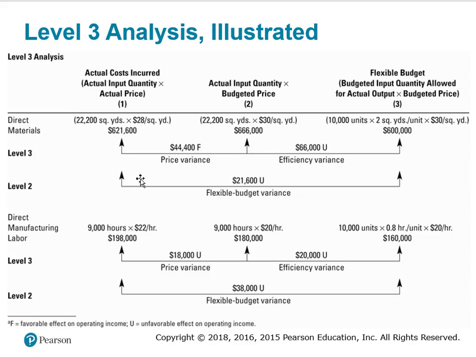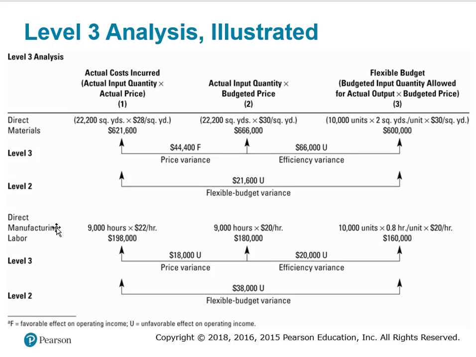This level 3 analysis tells us how much of that was based on the price we paid, that's the 44.4, more or less, and how much was based on usage or efficiency. And you can see that the situation is even worse than it appears. We spent $66,000 more than we expected to on usage here, which is unfavorable, and that was offset by a $44,400 favorable purchase price variance. These variances provide infinitely more information to management to really help with operations in the future.